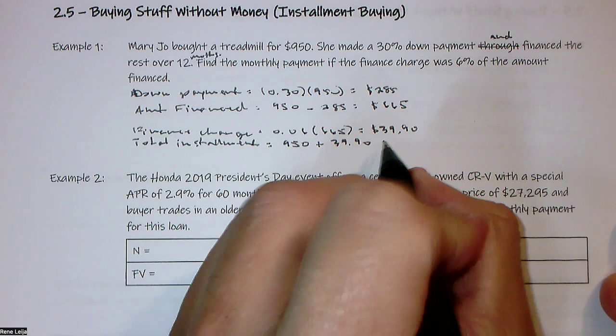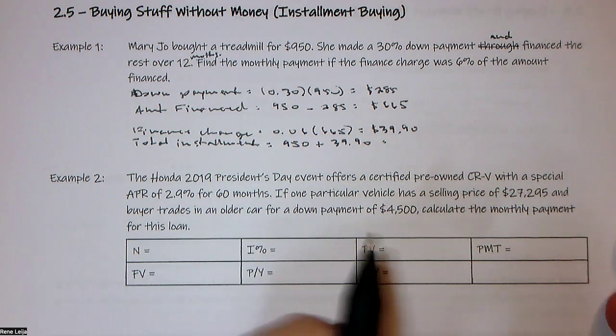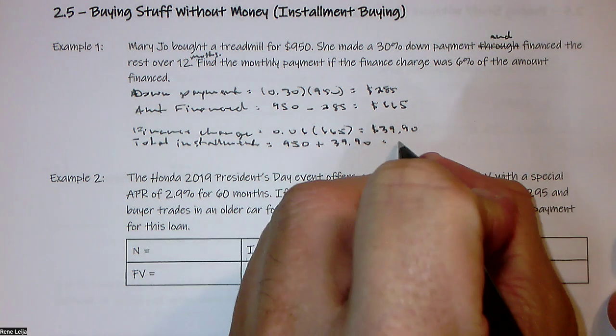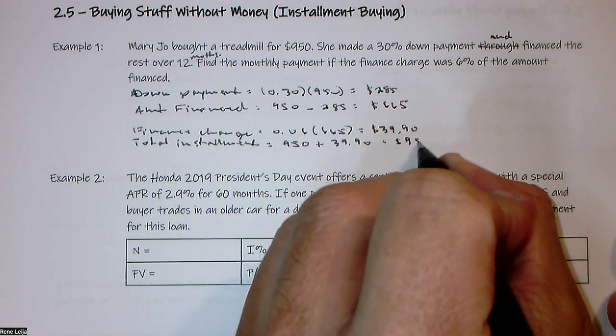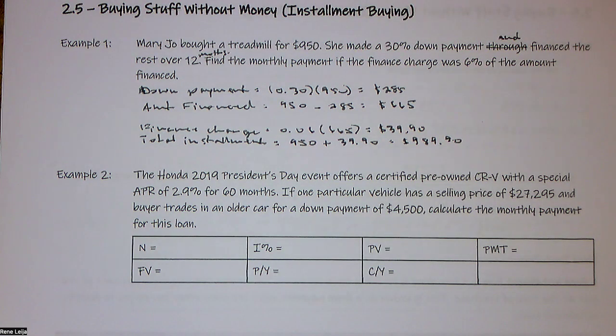And that's going to give us, just crunching this out to the side, $989.90. Okay. So now that's how much she's all in. Now it says she's going to pay this amount over 12 months.